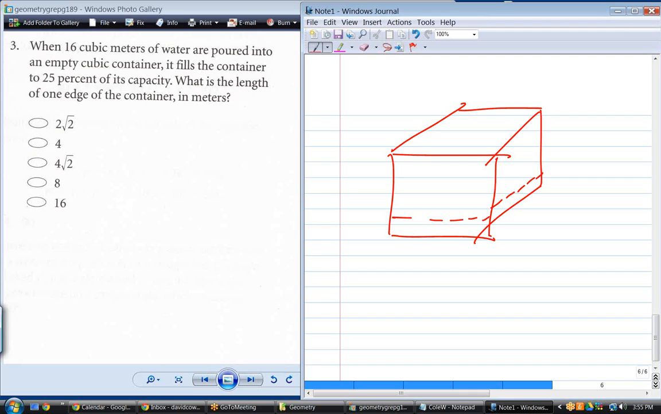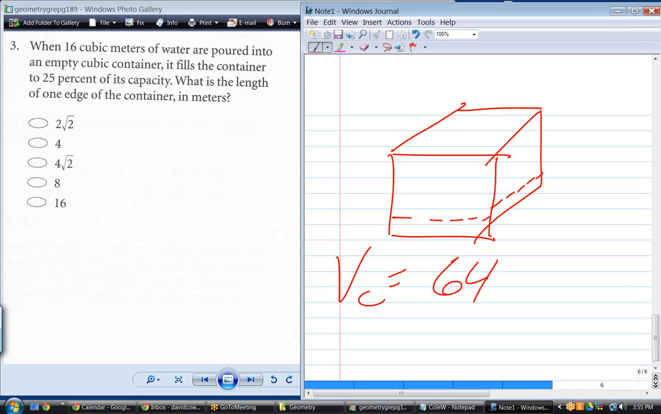So 16 is 25%. You can multiply it by 4. Okay. So the volume, 64, would be what? The volume of the cube, right? What's the length of one edge? You can cube root. Good.